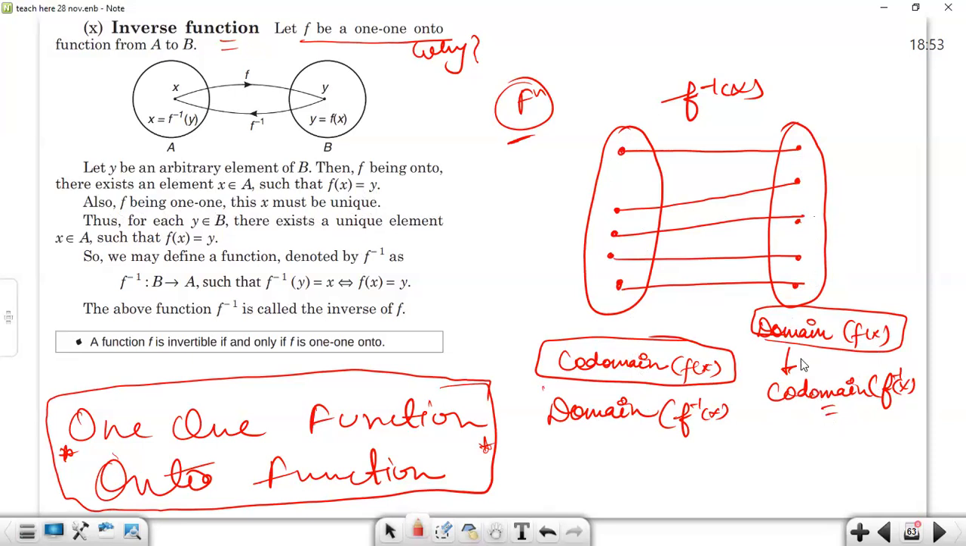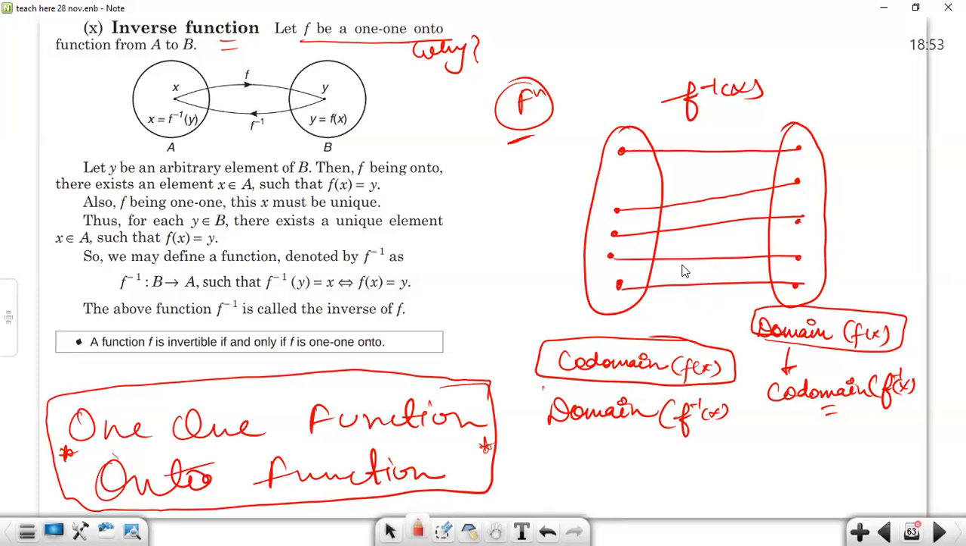That's why the function is onto, and we cannot map two elements to one output, because if we inverse the cases, then it is equivalent to saying that one input is having two outputs, which is not the case in functions. That's why the function has to be one-one. This is the reason. Clear?